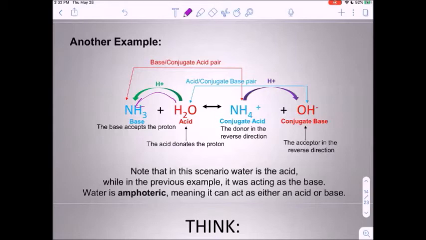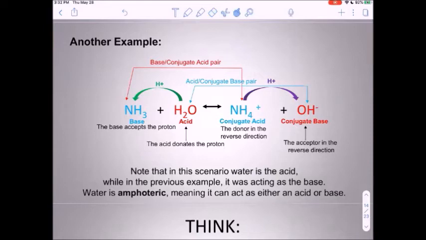It clearly accepted a proton, so that makes that my base. In the opposite direction, if I were to push this reaction backwards, my NH4 would have to give a hydrogen to my OH minus, in which case it would become H2O. So NH4 would be the proton donor on the right-hand side of this equation, making it the conjugate acid, because the acid's always the one giving up that proton, versus the OH, which is the one accepting the proton in the reverse reaction, and that makes that one the conjugate base. So that's your acid-base pairs for this particular one.